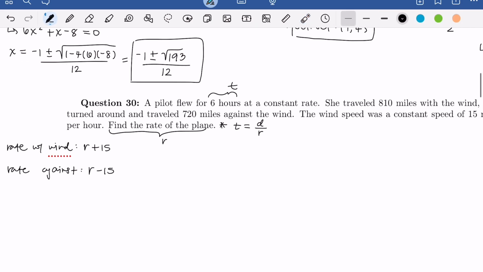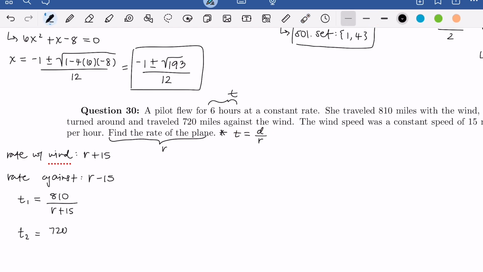So the first time we're going to call T1 when she's traveling with the wind, using this formula, that time is equal to distance over our rate here. We know that she traveled 810 miles with the wind, so that'll be 810 divided by r plus 15. And then for the second time period, when the pilot turned around, she traveled 720 miles against the wind. So again, using this formula, that'll be 720 divided by r minus 15.